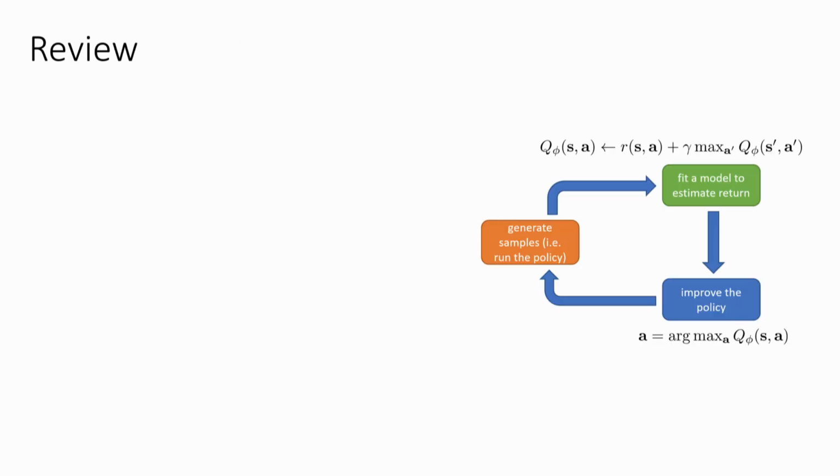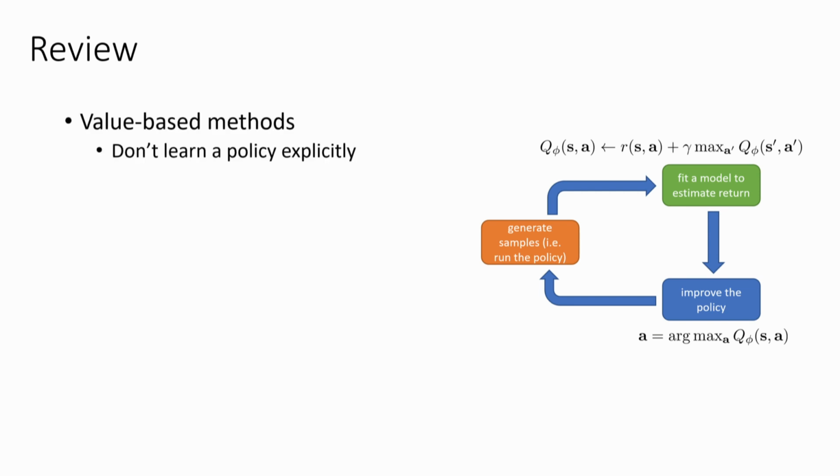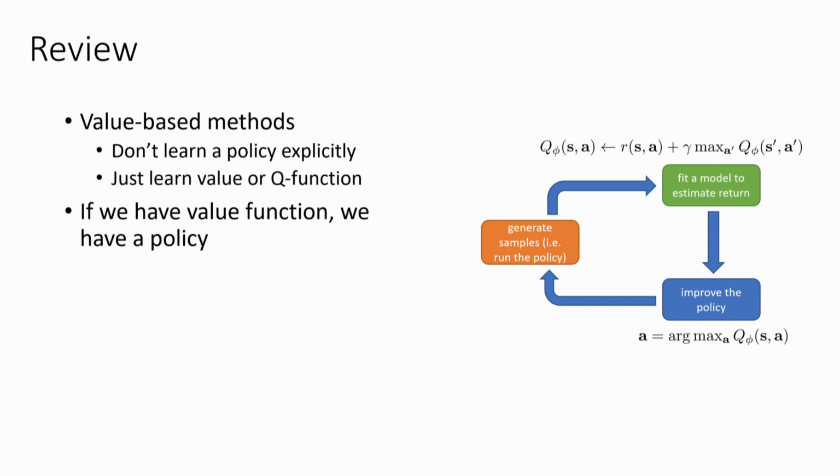OK, so to review what we covered, we talked about value-based methods, which don't learn a policy explicitly. They just learn the value function or the Q function. If you have a value function, you can recover a policy from that value function by using the argmax, as I discussed. You can derive a fitted Q iteration algorithm, which basically uses these ideas and turns them into a method that we can apply on sampled transitions without knowledge of the true dynamics and without assuming that the states and actions are small and tabular.